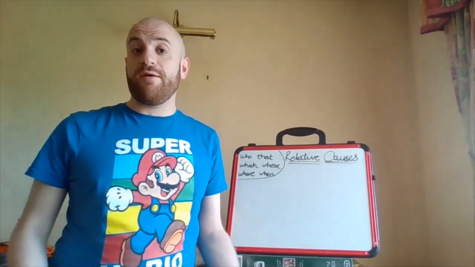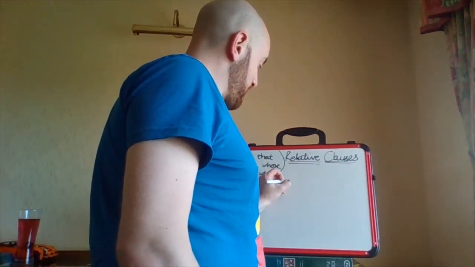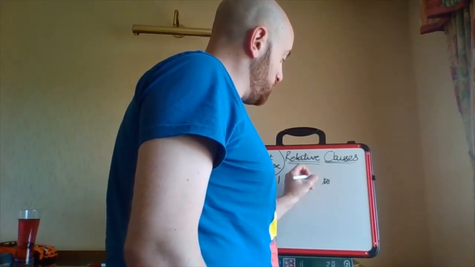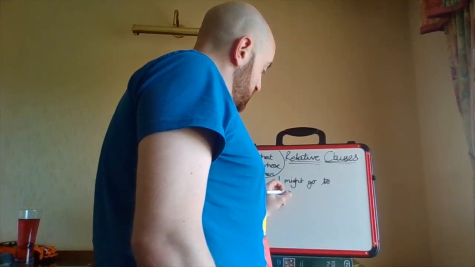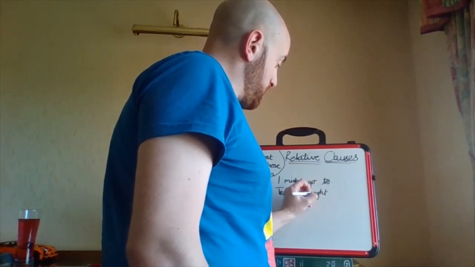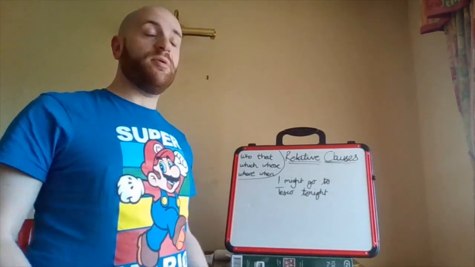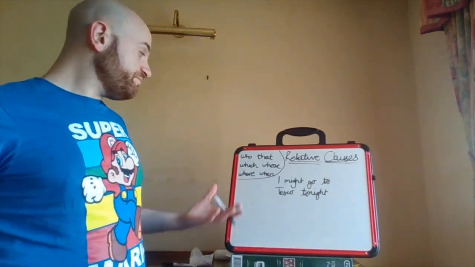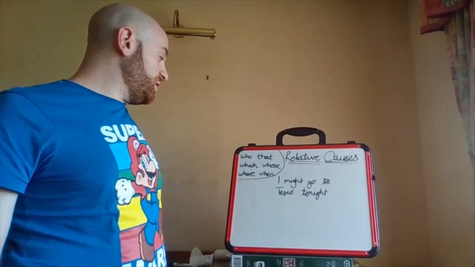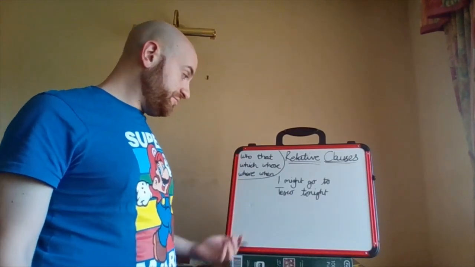So let's have a look at a very basic sentence without a relative clause. I might go to Tesco tonight. That's my basic sentence. I might go to Tesco's tonight. But if I wanted to add some information, for example, I might want to put the time, or I might want to put where the Tesco's is, then I could do that using a relative clause.